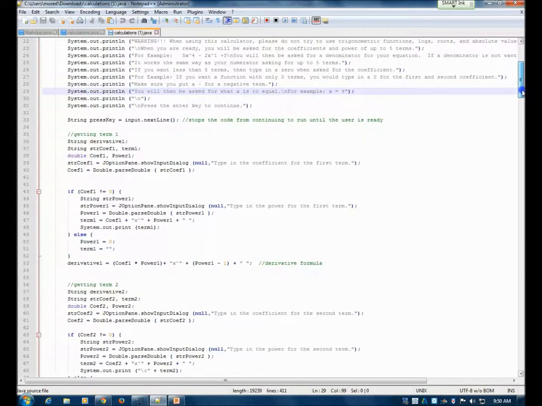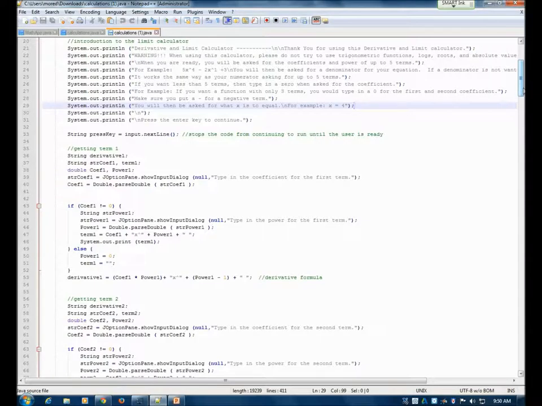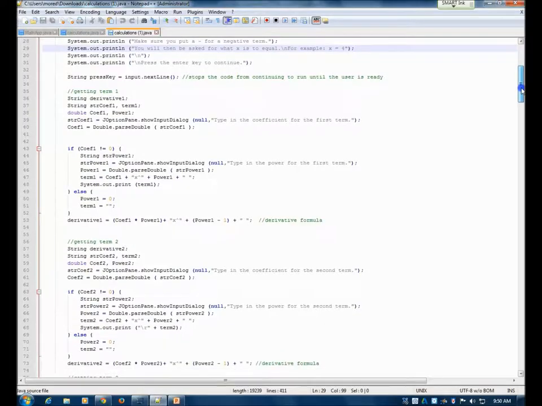It doesn't use logs or exponential derivatives or equations. For now. We're going to change that eventually.